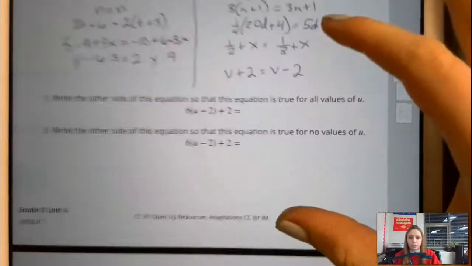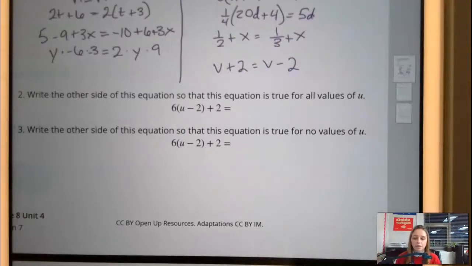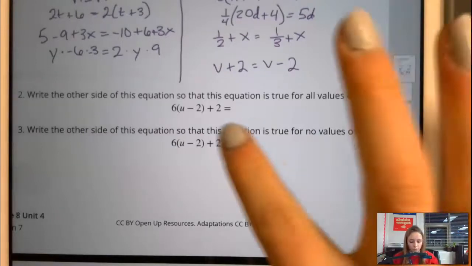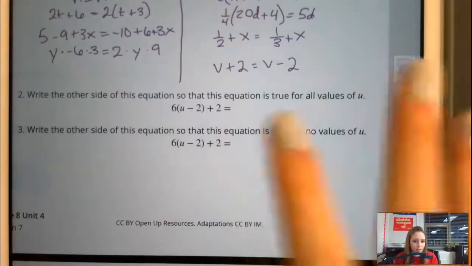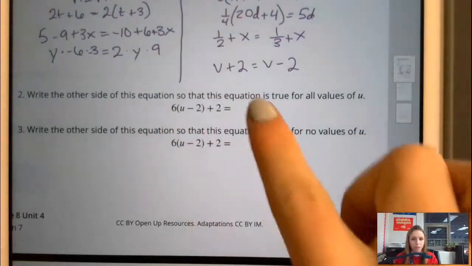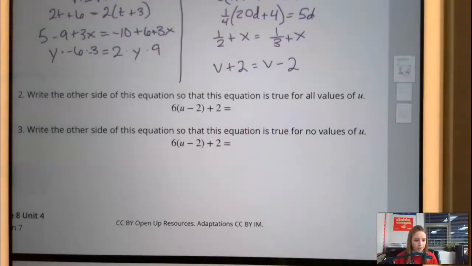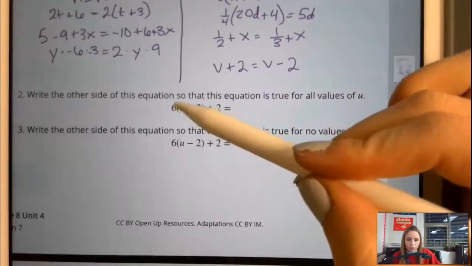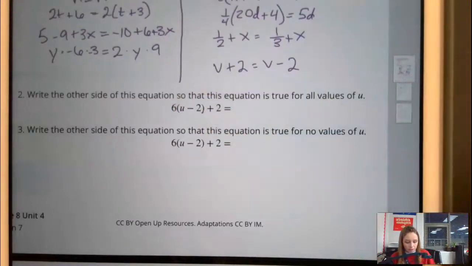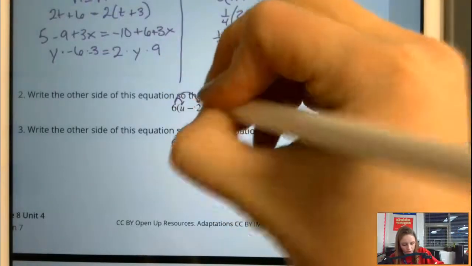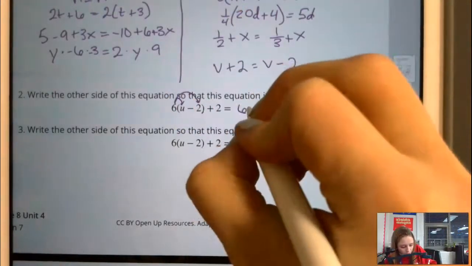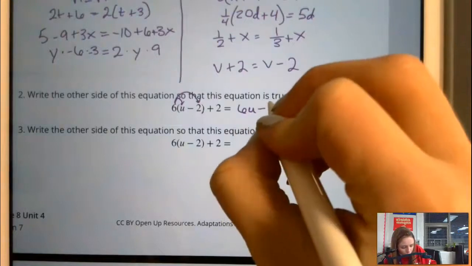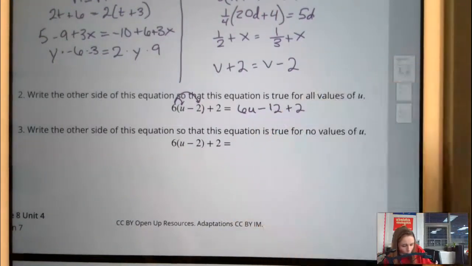Alright, now let's look down here. It says write the other side of this equation so that this equation is true for all values of u. So we're not going to completely copy that because that's too easy. We need to write something that is equivalent on the right here. The first thing we could do is just distribute that 6 into the parentheses. So if we do that, we end up with 6u minus 12 plus 2.